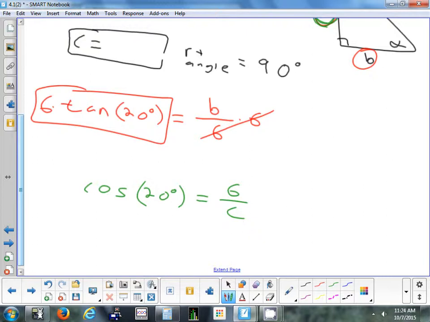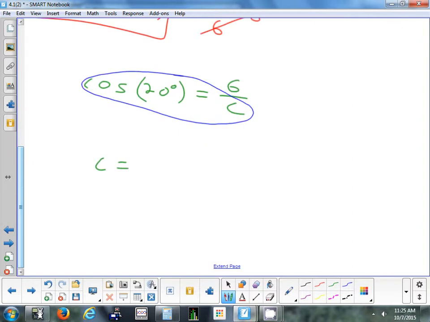You could multiply by C and go through all the work, but what's going to happen? Just swap C and cosine 20. Yeah, just swap these two things. If you multiply by C and then divide by cosine 20, all that's going to happen is they're going to swap places. Look at the last example we just did.